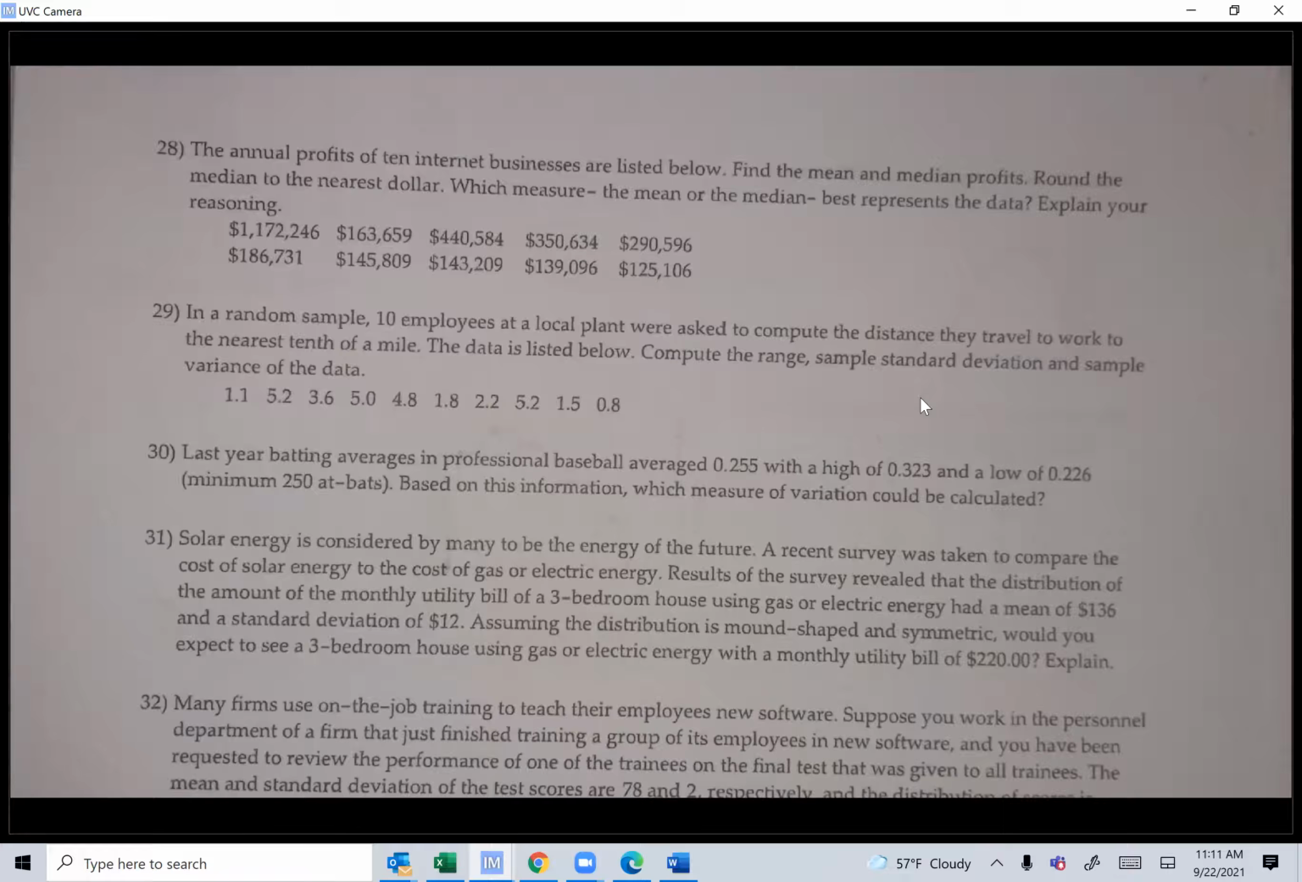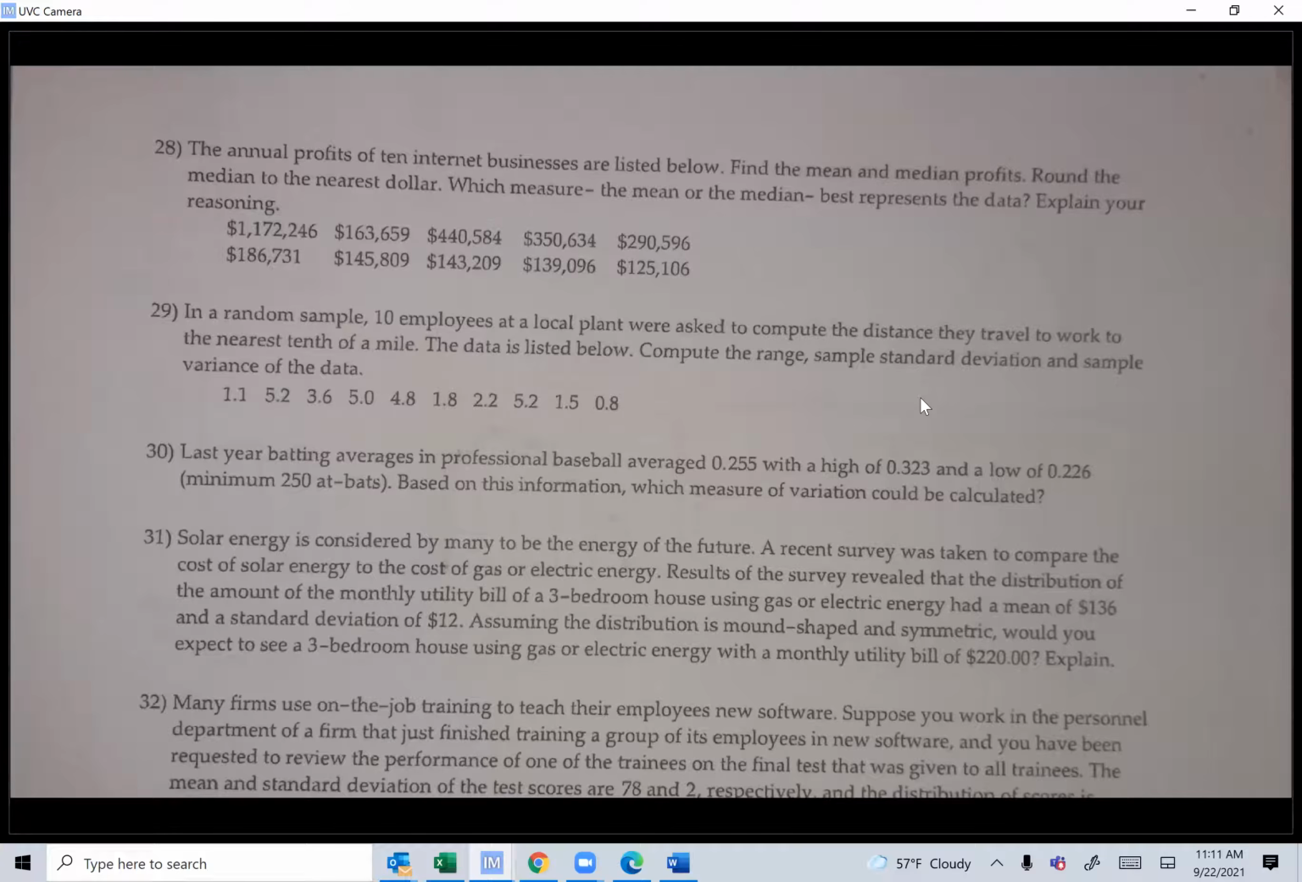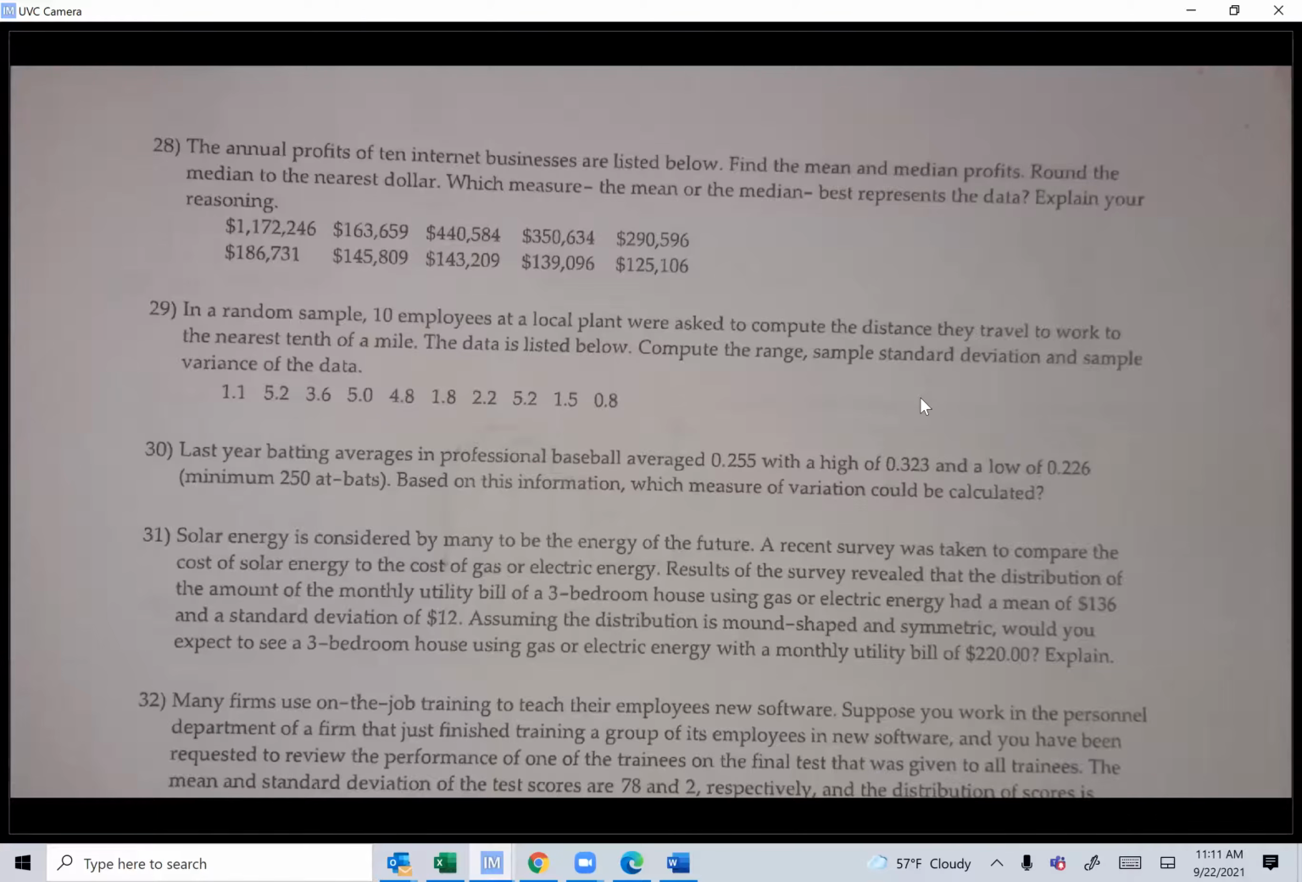So that should be easy. And then which measure, the mean or the median, best represents the data? As I told you guys, if there is an extreme value, you should say that the median best represents the data because there is an extreme value. But if there is no extreme value, then the mean. If you look at those values, do you notice one extreme value in there? Well, there is one, and it's obvious. Can you see that one? Which one would that be?